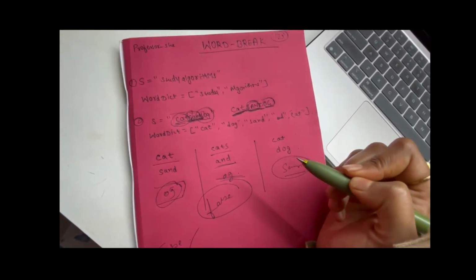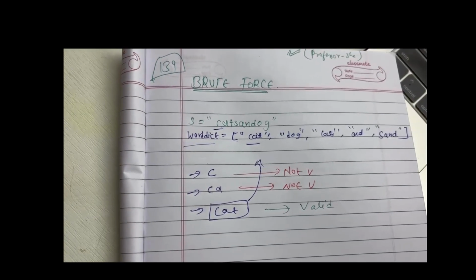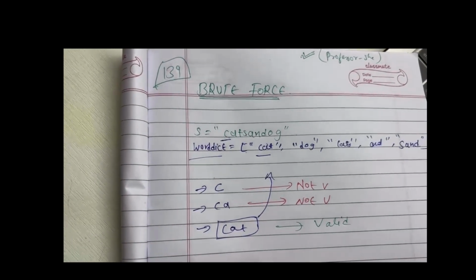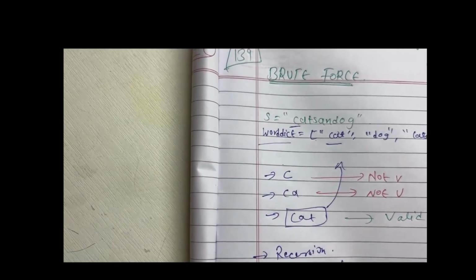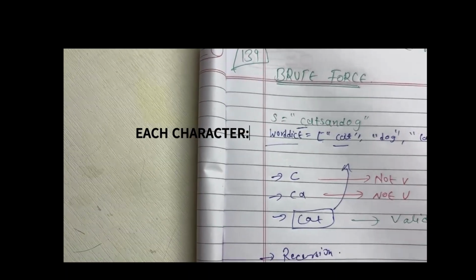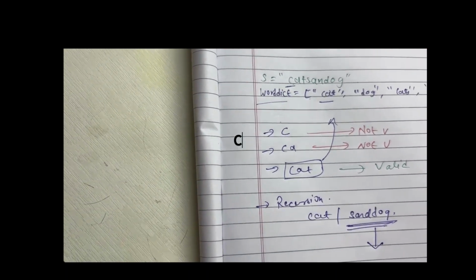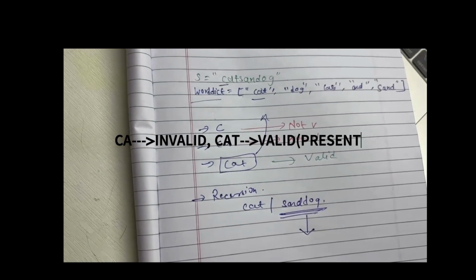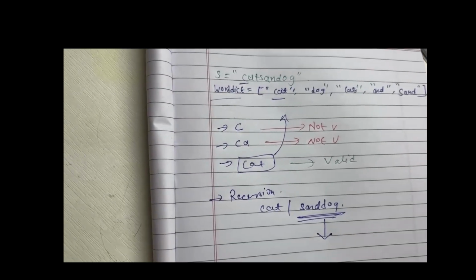Now we're going to see how to code it, starting with the brute force approach. Let's move to the recursion idea. We're going to use recursion: we have "cat" and we have "sanddog" that is remaining, and we're going to solve this part. Now the problem becomes smaller. I just need to check, can "sanddog" also be broken into valid words? Repeat again, and the recursion continues.